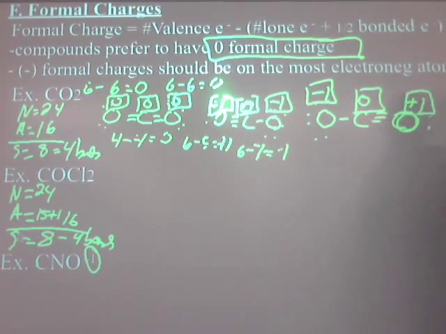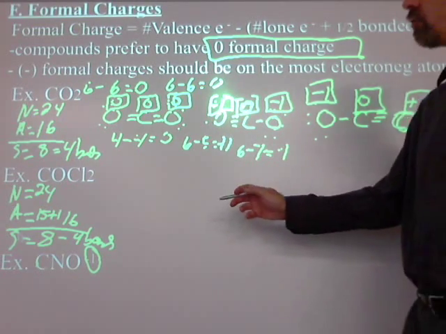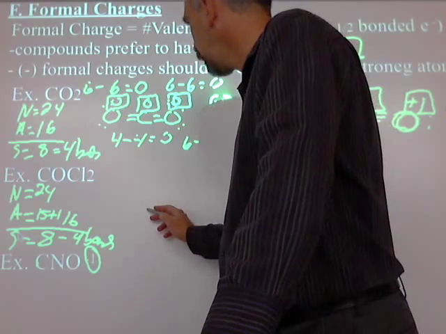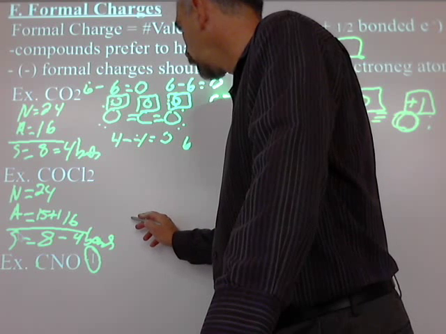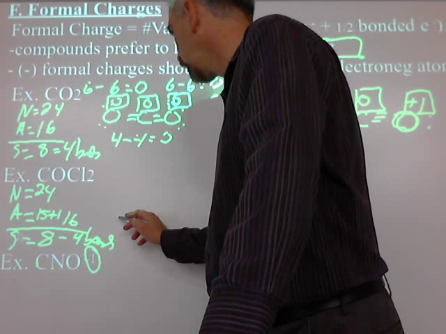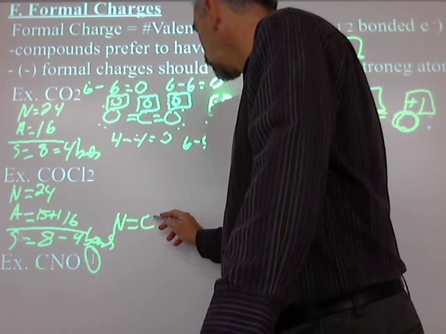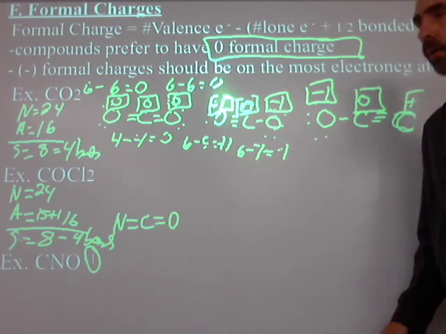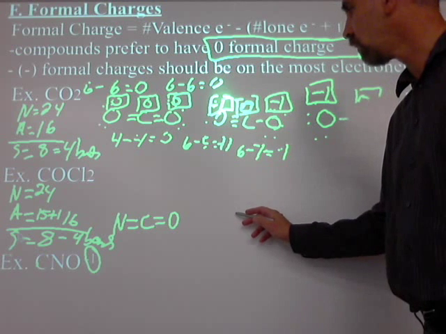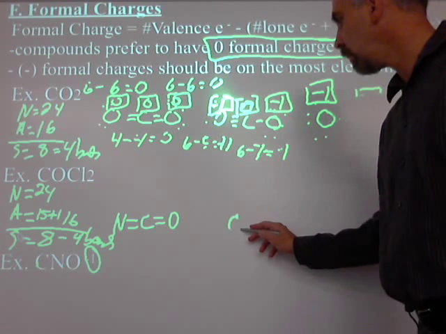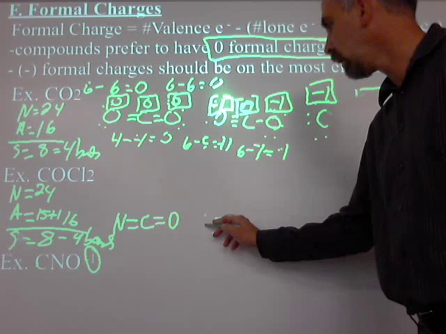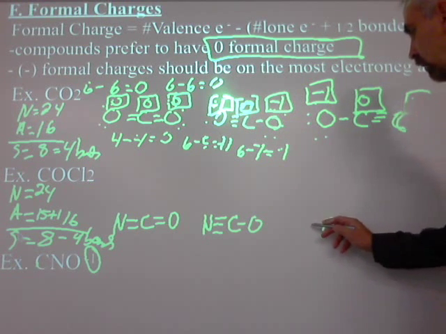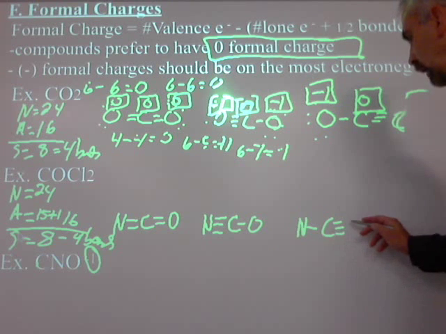Got it? Now, that same basic logic happened up here. I'm going to do the same basic thing. I'm going to put carbon in the middle. I'm going to put a double bonded N here, a double bonded O here. And I'll fill in the dots later. But let's just do the skeletal structures first. Okay? Here I'll have carbon with a triple bond at N and a single bond at O. And here I'll have carbon with a single bond at N and a triple bond at O.